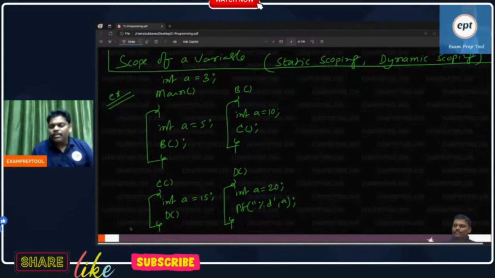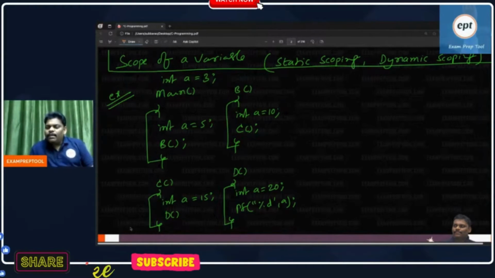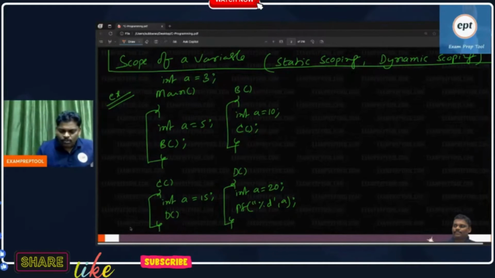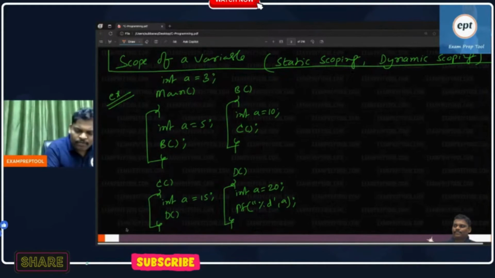Okay, now I am running the program. Everyone observe. Yeah, malloc in C, right? And new in C++ and Java also. Thank you, Balwan. Now observe, I am running the program.